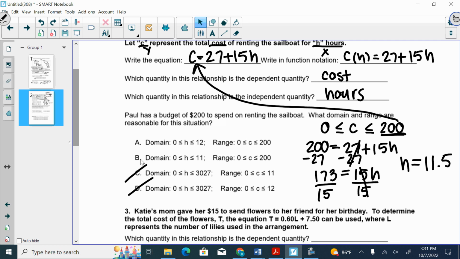All right, so that is not what either one of these say, right? One of them says 11, one of them says 12. But he only has $200, right? So can he rent it for that 12th hour? No, he doesn't have enough money. So the most he could take it out for would be for how many hours? 11. So that would mean it's answer choice B. Good job.